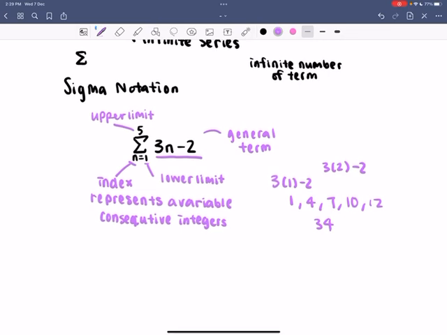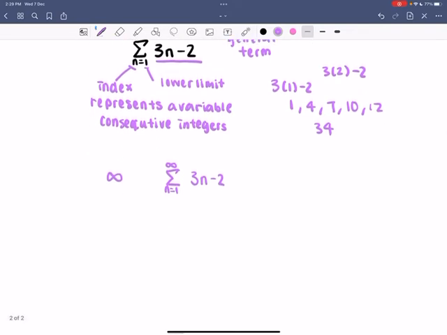So the upper limit would always be infinite, indicated by the symbol. And it can look something like this. So the only way you can tell whether this is a finite or infinite series in terms of sigma is you look at the upper limit. There we go.